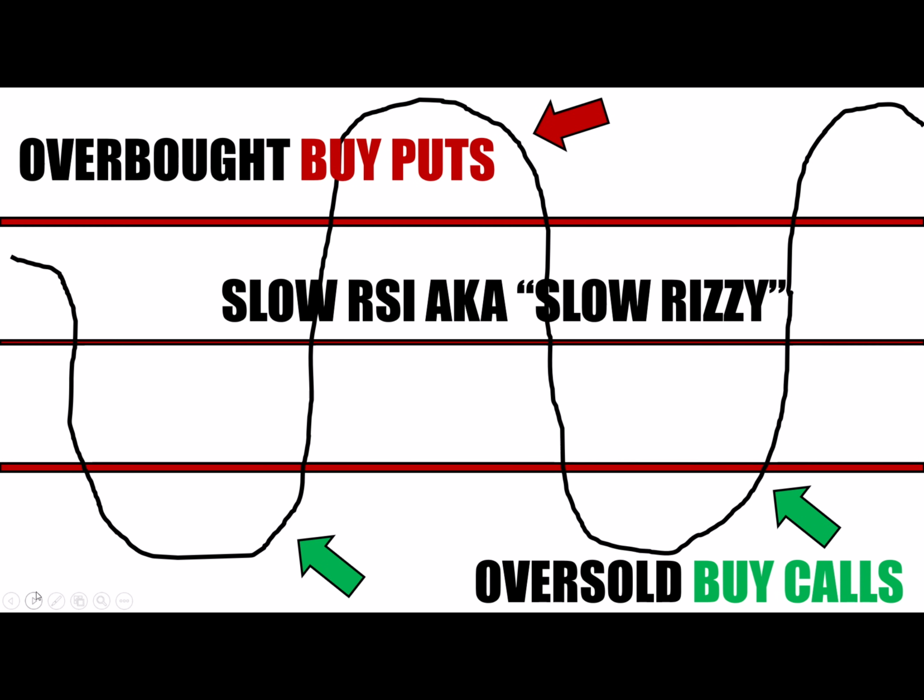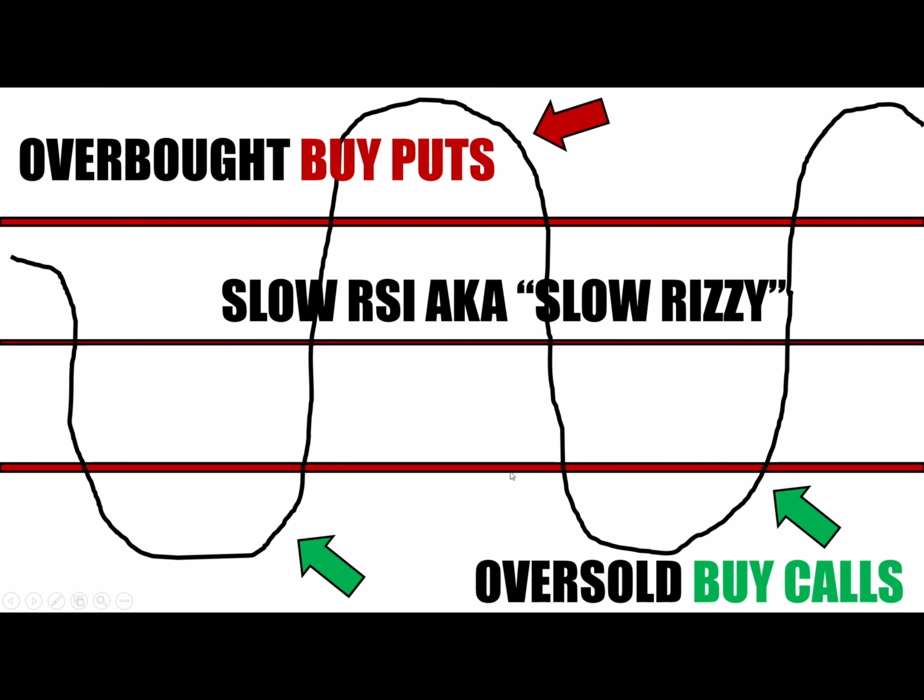When the slow RSI is below this bottom line, which is like a 20 level, it's considered to be oversold. And when the slow RSI is oversold, we're simply looking to buy calls. Vice versa, when a slow RSI is above this line up here, which is typically an 80 level, we're looking to buy puts.